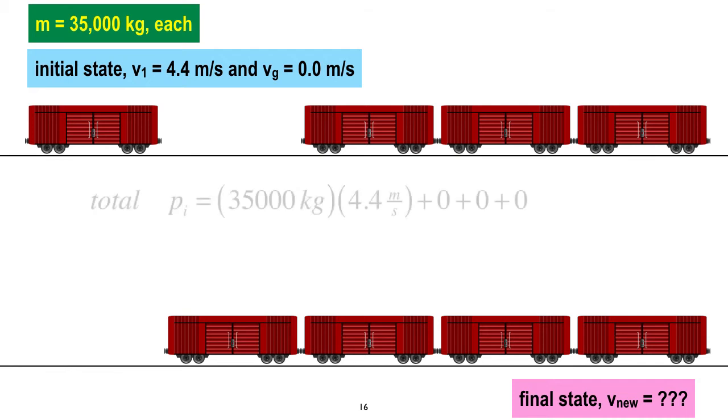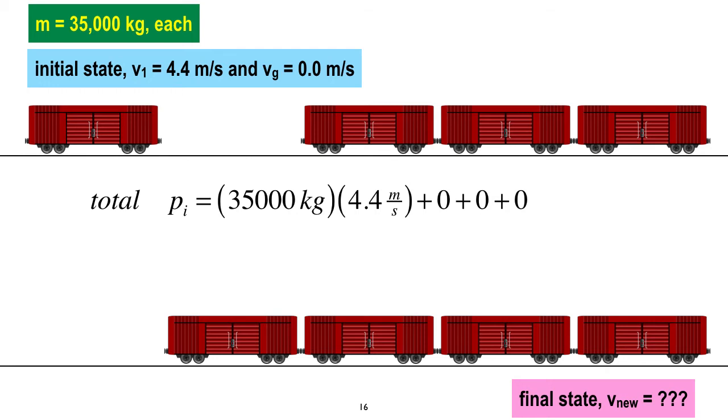Now, the momentum in the initial state, P subscript I, is this quantity here: 35,000 kilograms, 35 metric tons for boxcar 1, times its velocity, 4.4 meters per second, positive number, so it's going to the right. And now these 3, I have plus 0, plus 0, plus 0.